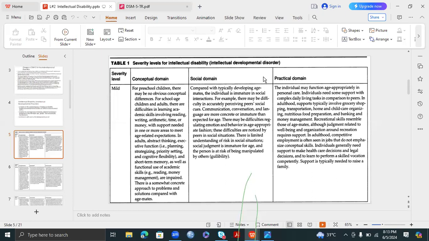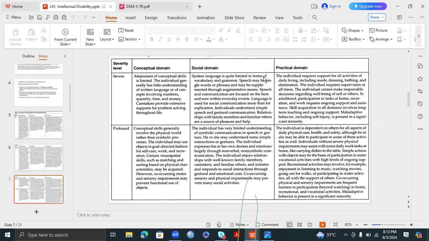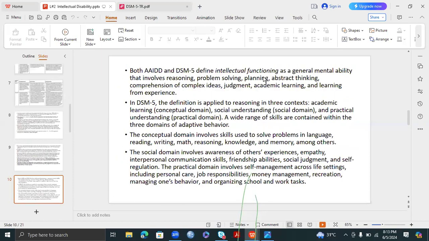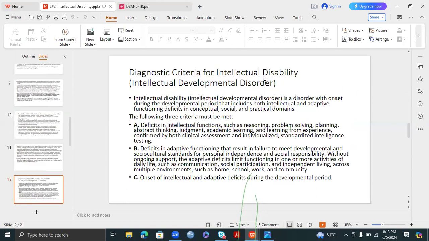Here comes what it actually meant to be these kind of problems. Okay, let's start here. It's a very defined form for you guys to understand what is intellectual functioning.